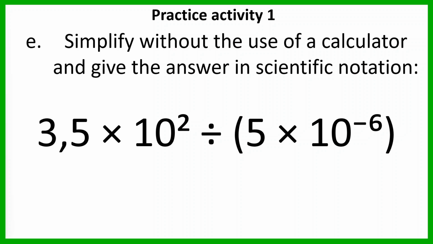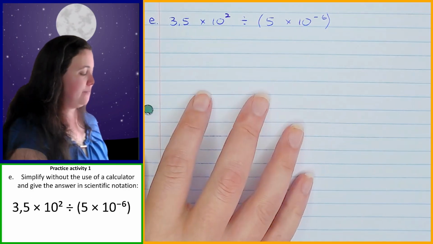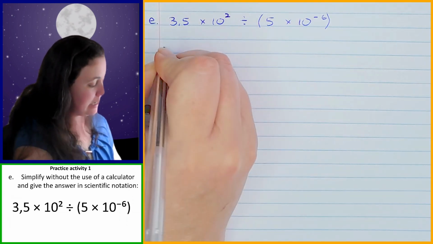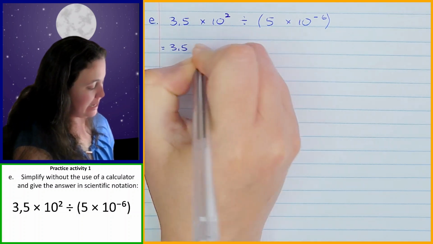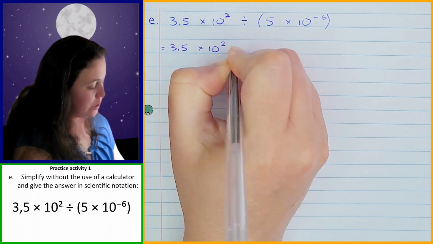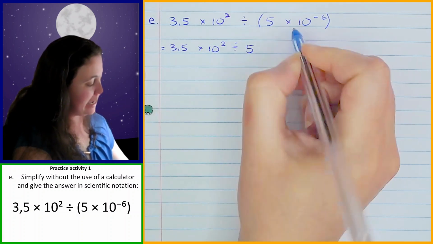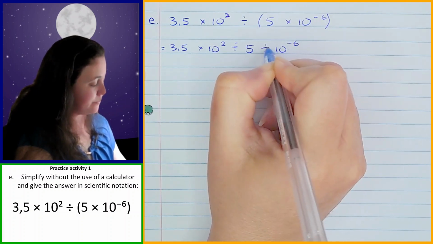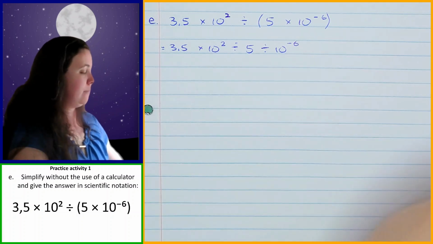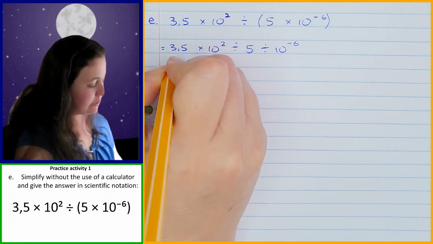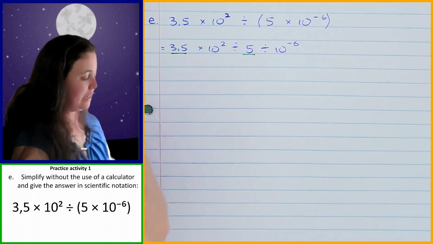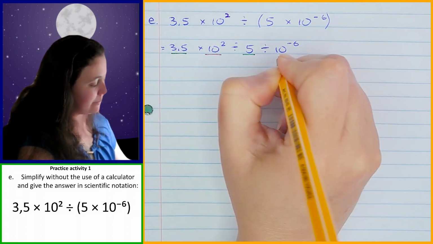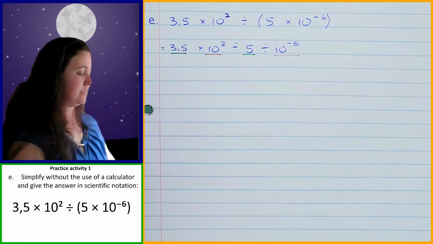Okay, so let's go through that question. Once again, we're doing division like we were in the last one. So I'm going to rewrite this as 3.5 times 10 to the power of 2 divided by 5. And I'm also dividing by the 10 to the power of negative 6. Now I'm going to rearrange them and put my numbers together and my powers of 10 together. So I've got 3.5 divided by 5, and I've got times 10 to the power of 2 divided by 10 to the power of negative 6.